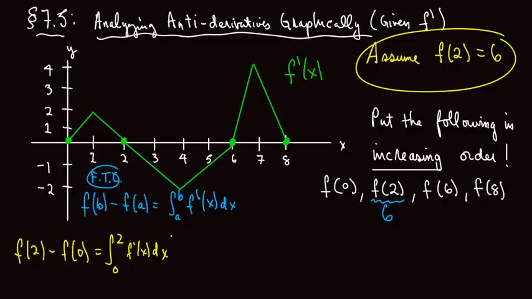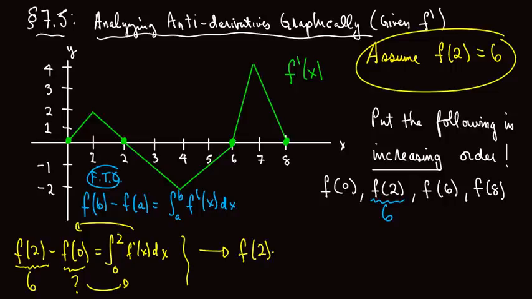Well, f of 2 we know is just 6. f of 0 is the thing we want to know, so we want to solve for that. Let's put it on the other side, and then we'll put the integral on the left side. And so what does that give us? That gives us that f of 2 minus the integral from 0 to 2 of f prime of x dx is going to equal f of 0. And there you go. That's what f of 0 is equal to.